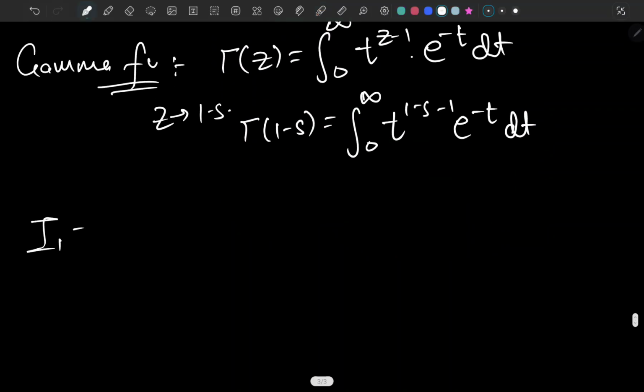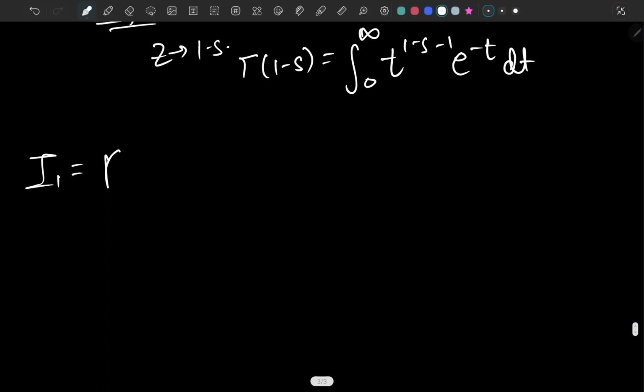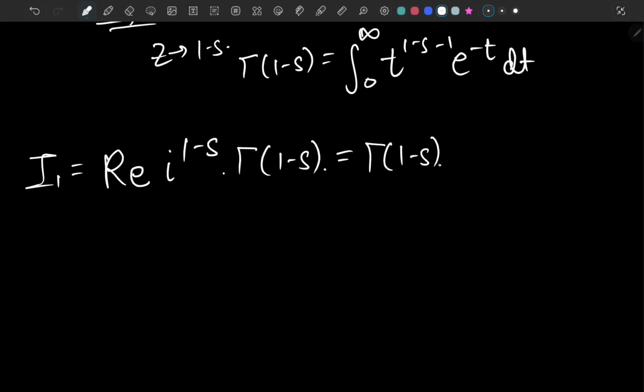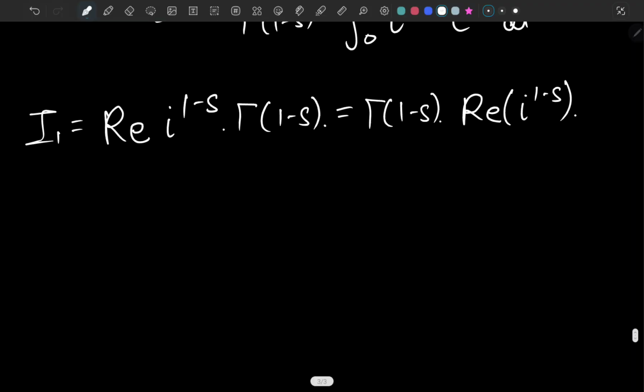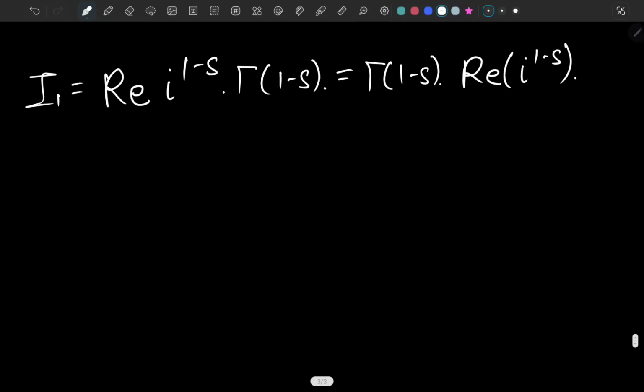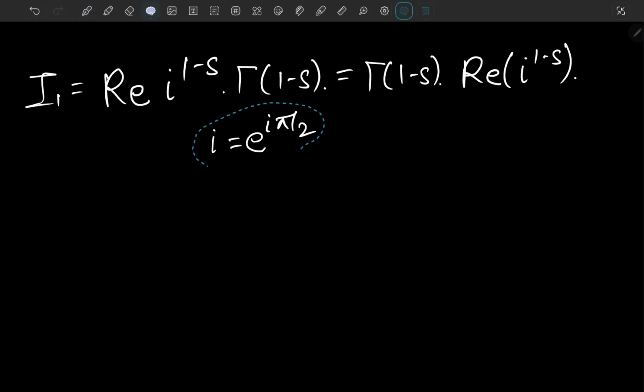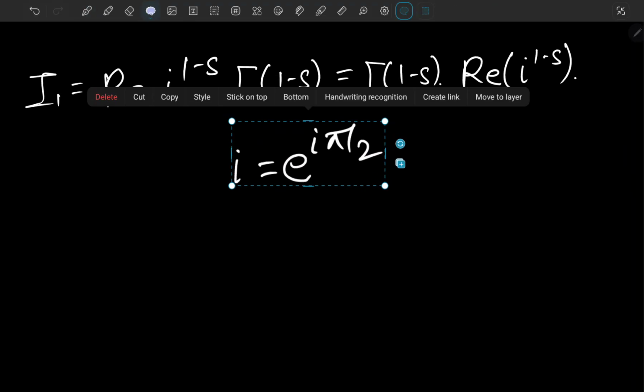So I sub 1 is coming out to be the real part of I to the 1 minus s times gamma of 1 minus s. This can also be written as gamma of 1 minus s times the real part of I to the 1 minus s. And from Euler's formula we can say I equals e to the I pi over 2. This is a well-known formula. You can derive it as well.